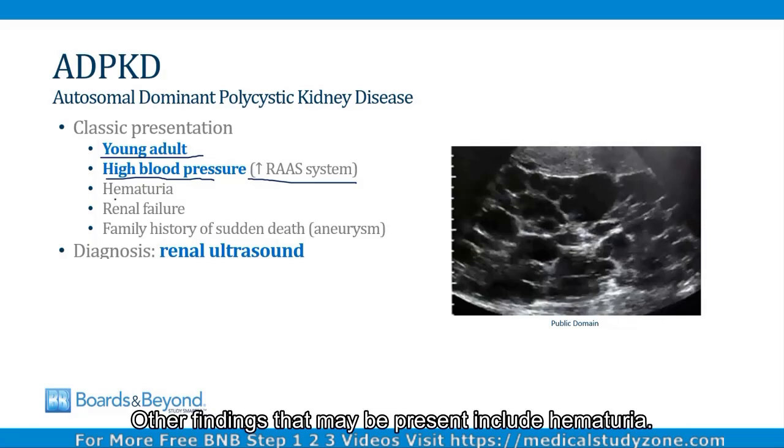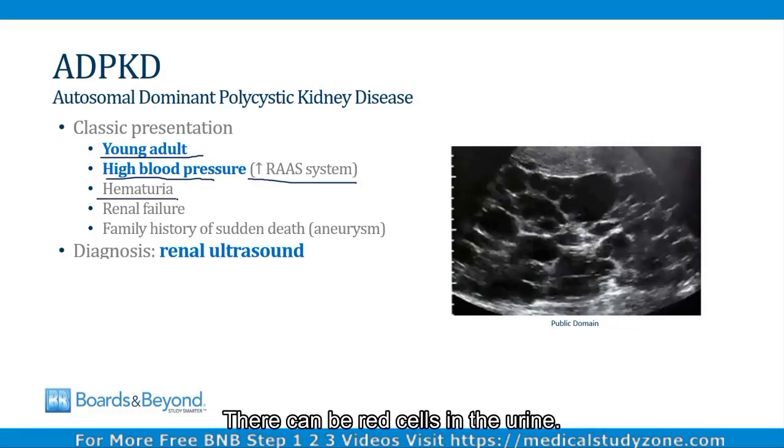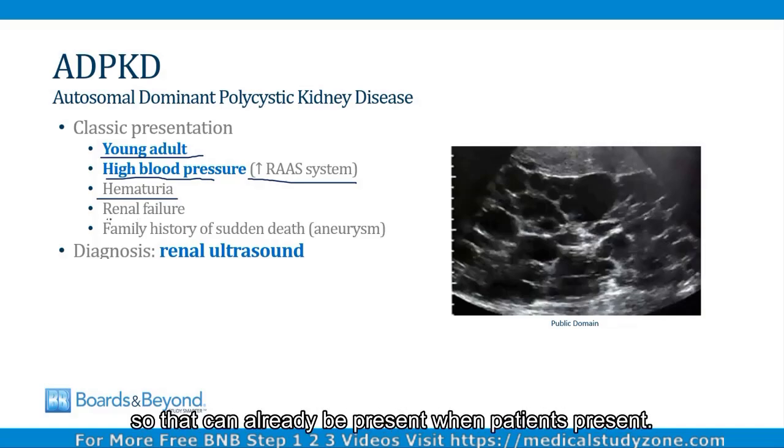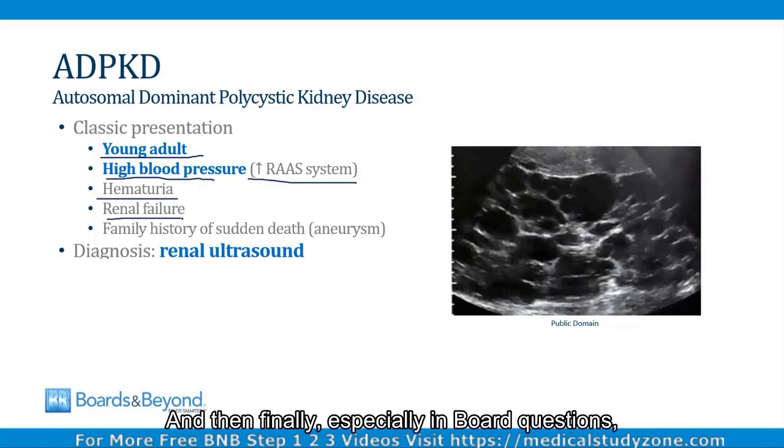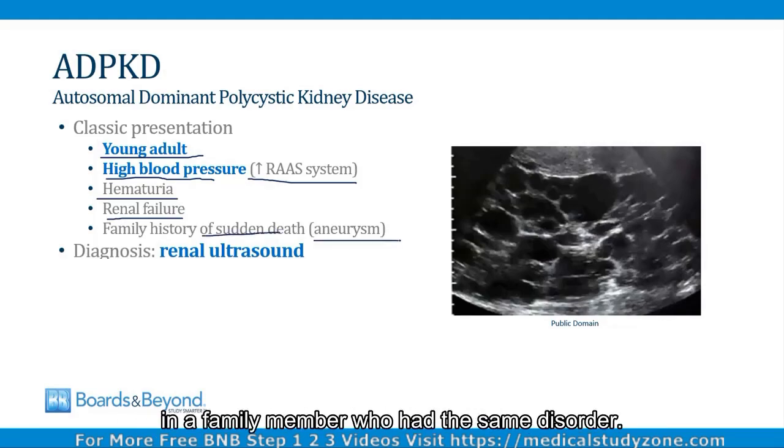Other findings that may be present include hematuria. There can be red cells in the urine. As I said before, this disease ultimately leads to renal failure, so that can already be present when patients present. And then finally, especially in board questions, they will often describe a family history of sudden death, and that is a death due to aneurysm in a family member who had the same disorder.